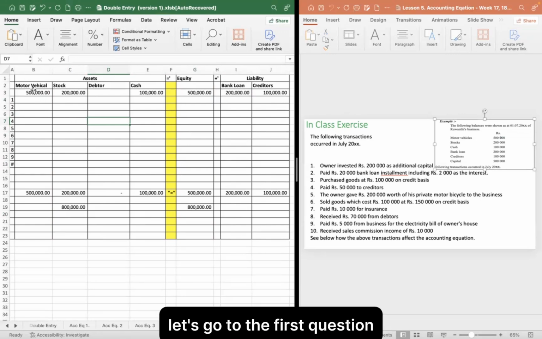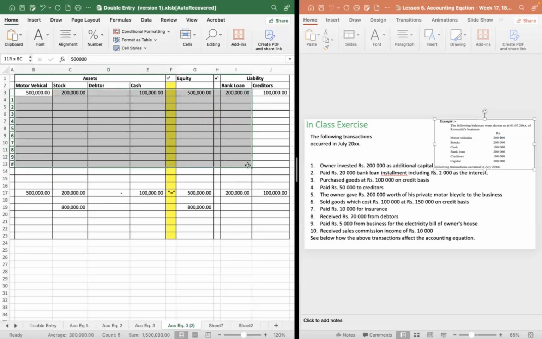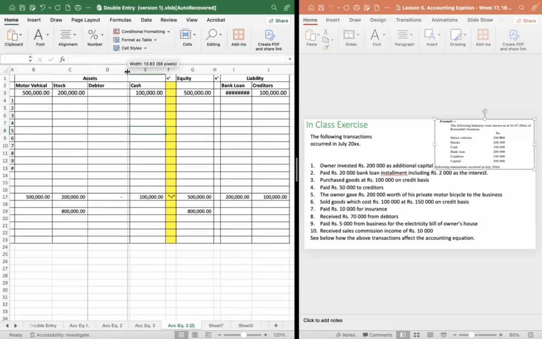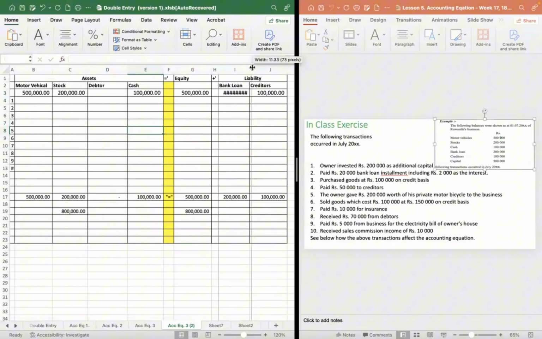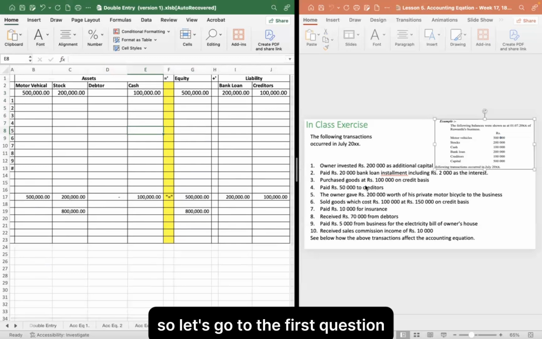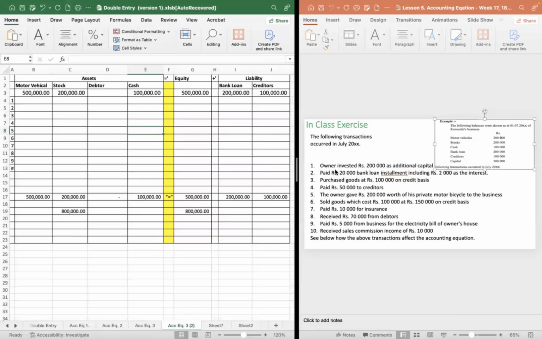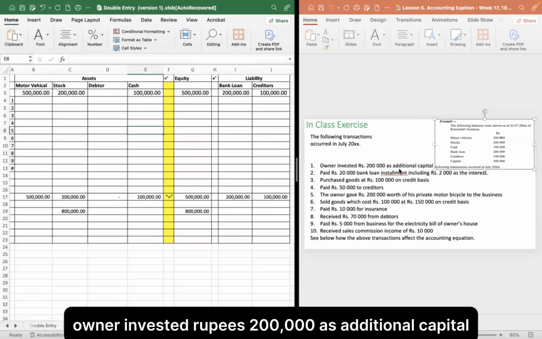Let's go to the first question. Owner invested rupees 200,000 as additional capital.